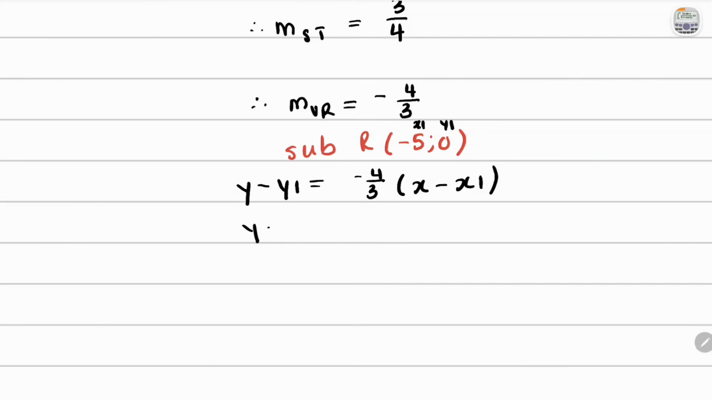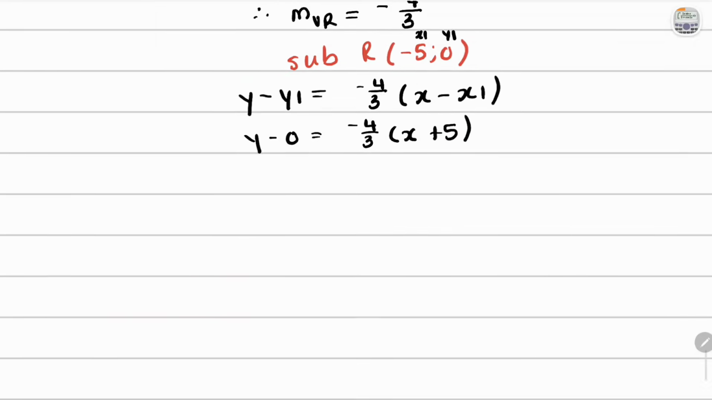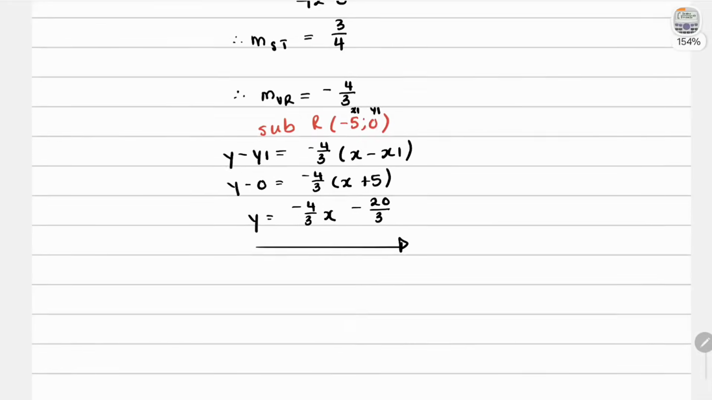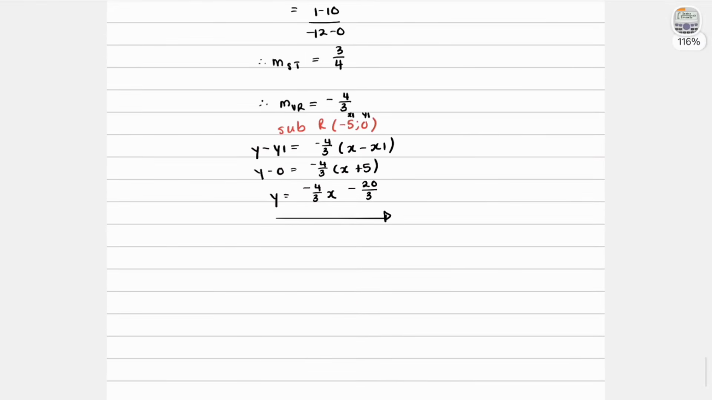So that is y minus 0 is equal to -4/3 times x minus -5, which gives you +5. Y minus 0 is just y is equal to, and we're going to distribute here. So -4/3x, and if you distribute that, numerator and numerator give you -20/3. There we go. So that is our answer: y = -4/3x - 20/3. And moving on to the next question.